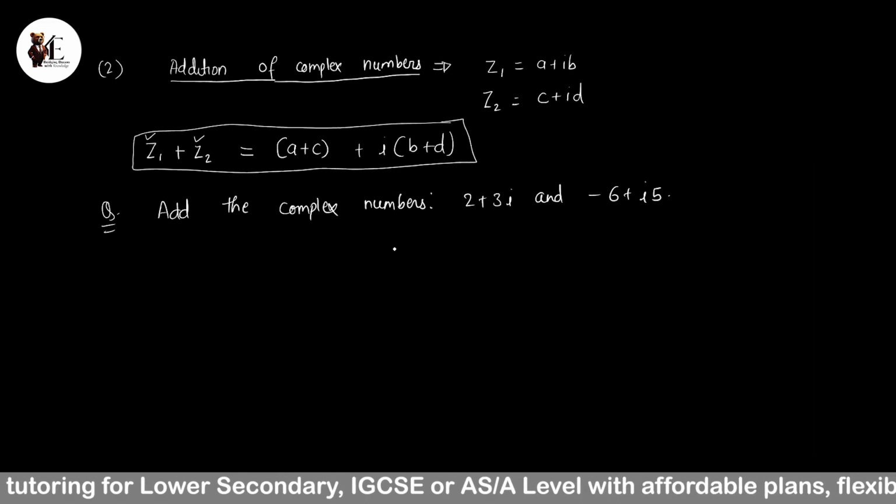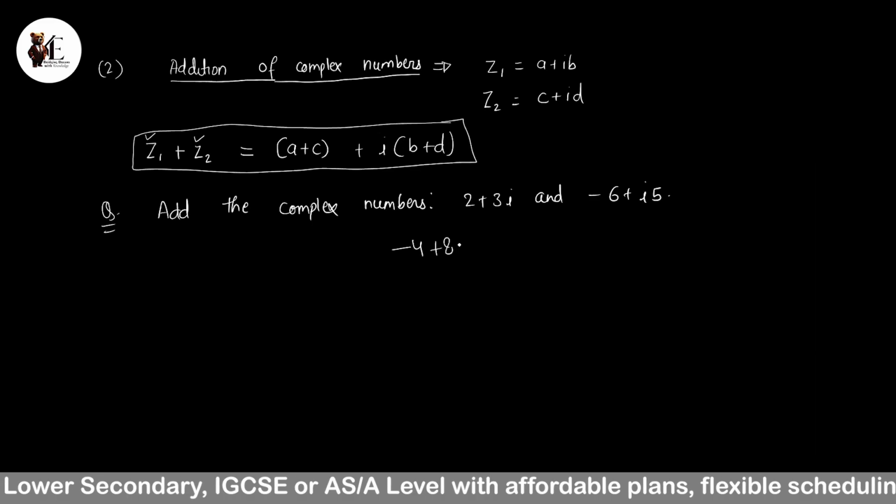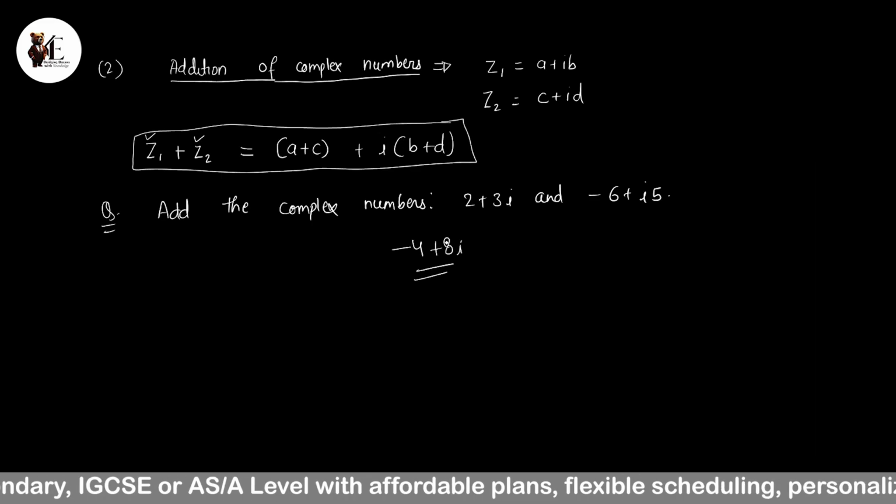And that's correct. Negative 4 plus 8i. That is the correct one.